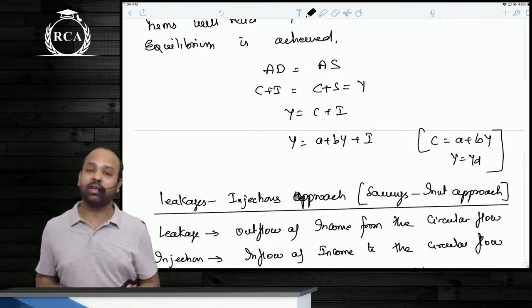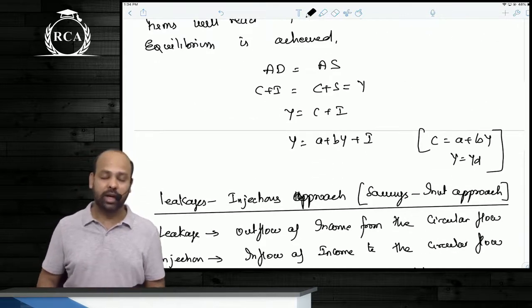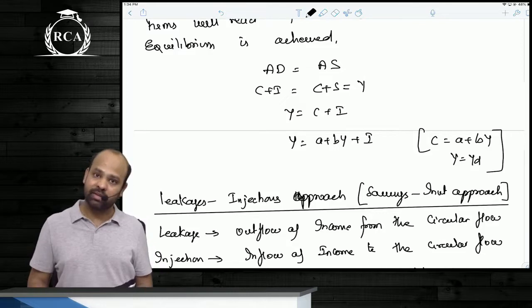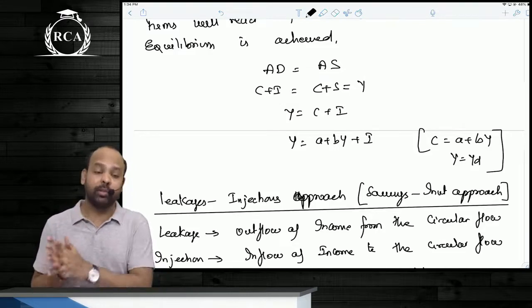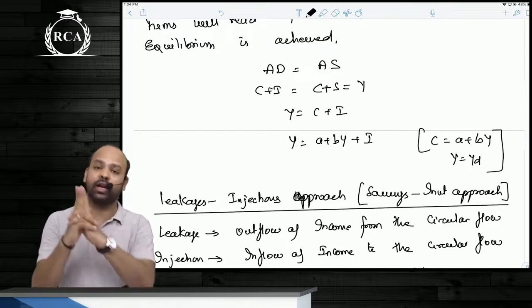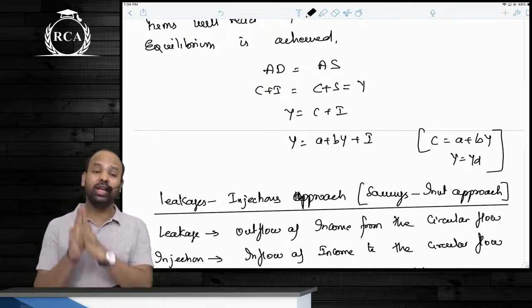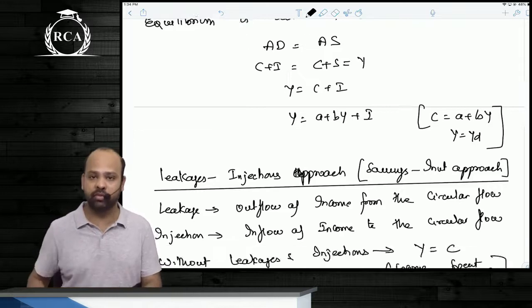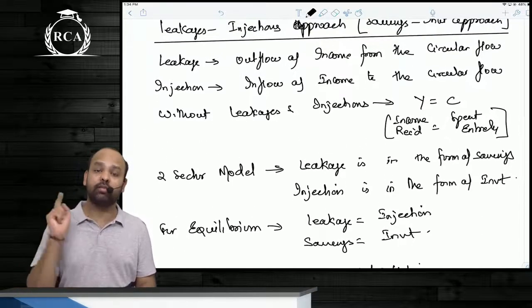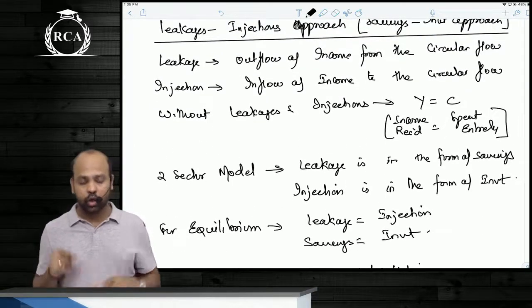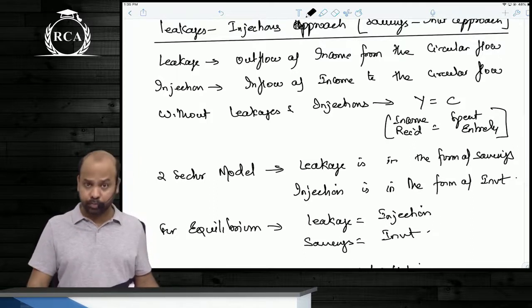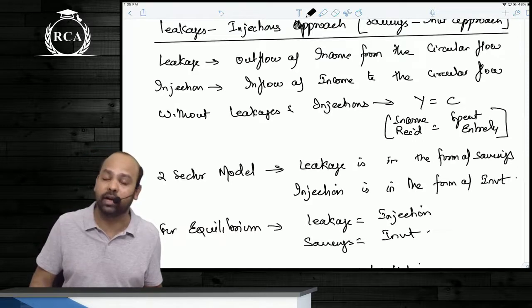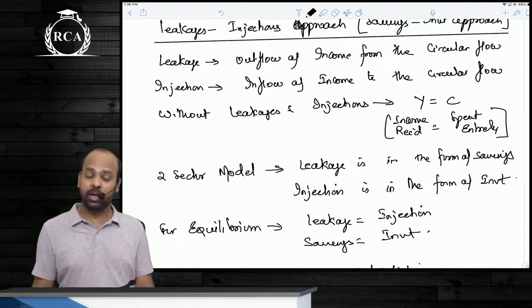Here we write our national income as C plus I, where C is A plus BY. At this point, we also spoke about leakages and injections under a two-sector model. Under a two-sector model, the only leakage, that is outflow of income, is in the form of savings. The only injection is in the form of investment, that is inflow of income. You would want your savings to exactly match the amount of investment at the equilibrium level.